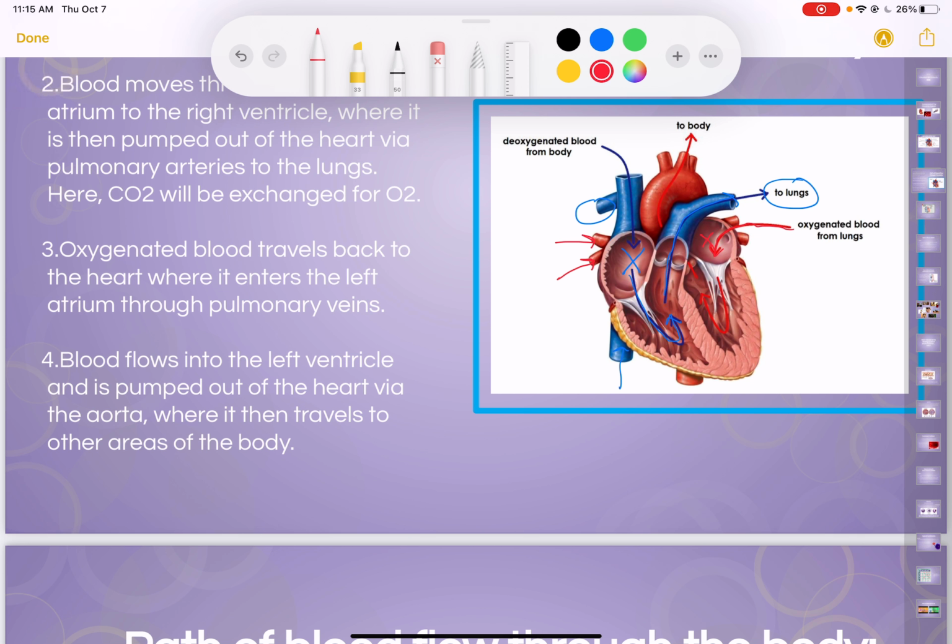So oxygenated blood travels back to the heart, where it enters the left atrium through the pulmonary veins. Then the final step is that blood flows into the left ventricle and is pumped out of the heart via the aorta, where it travels to the other areas of the body. So it's traveling from the left atrium, through the left ventricle, up through this little valve here, and out of the aorta. And remember, the aorta can go at the bottom and at the top. If we looked at the back of the heart, there's a tube that's going to go all the way down there.